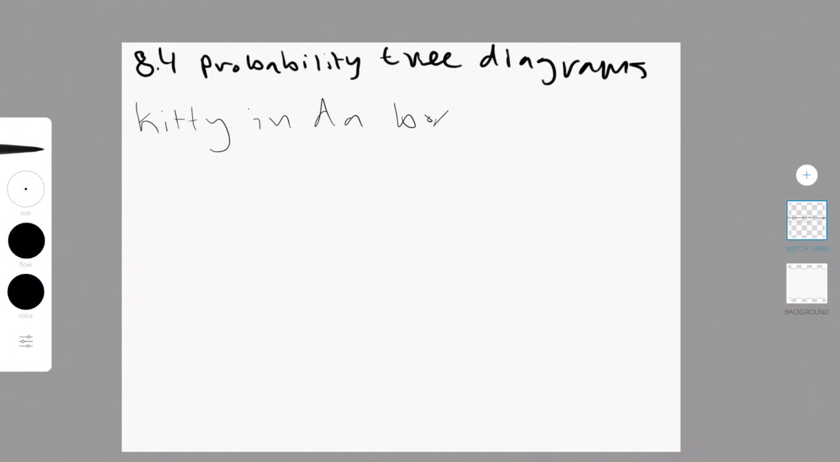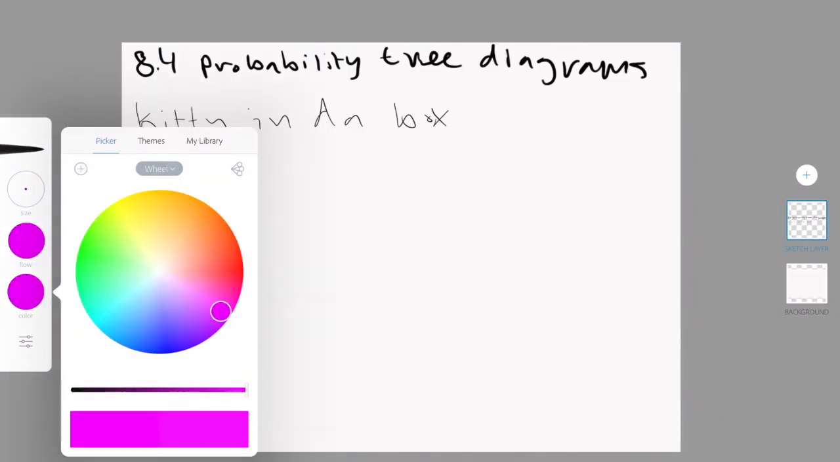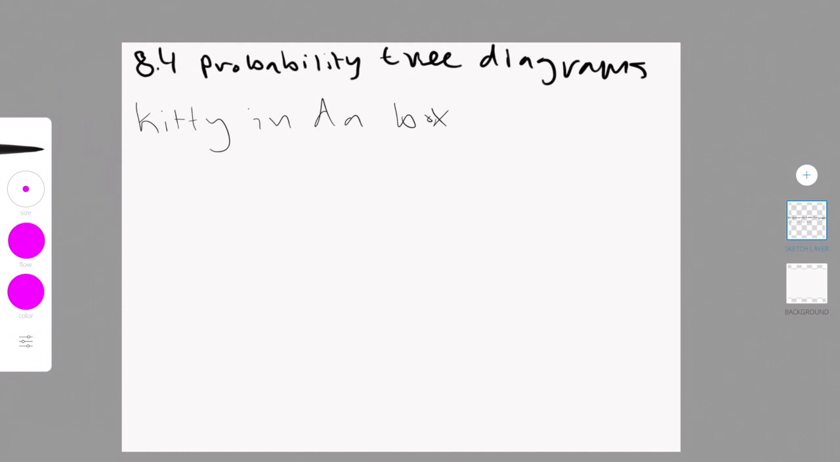So I've come up with a better example, and this is very inspired by my real life. It's called A Kitty in a Box. Here's a picture of my cat and its kittens, because she just gave birth to them like 2 days ago.